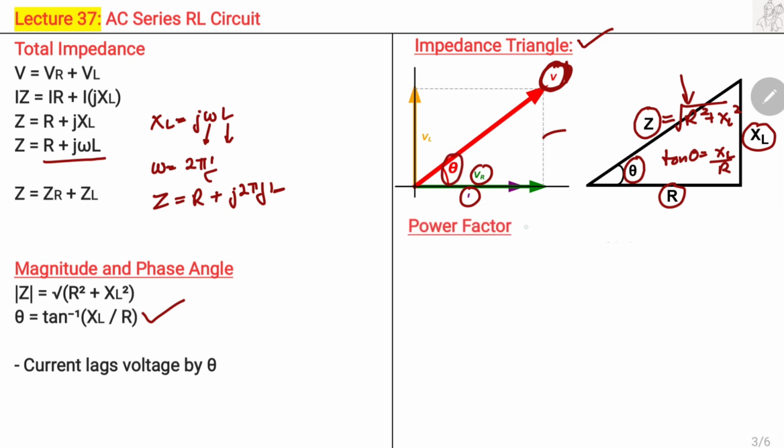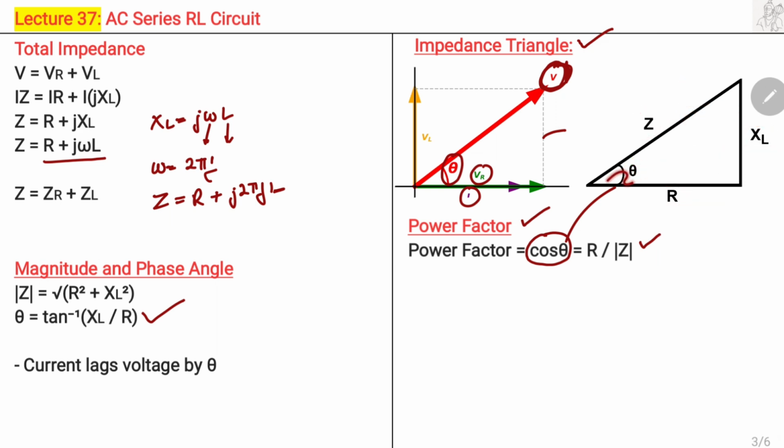Let's talk about one more terminology, that is power factor, which defines the quality of the power, and it is equal to cos theta. Theta is the angle between voltage and current, and from the impedance triangle, cos theta is the base, that is R, divided by the hypotenuse, that is Z. Therefore, cos theta is equal to R by Z.